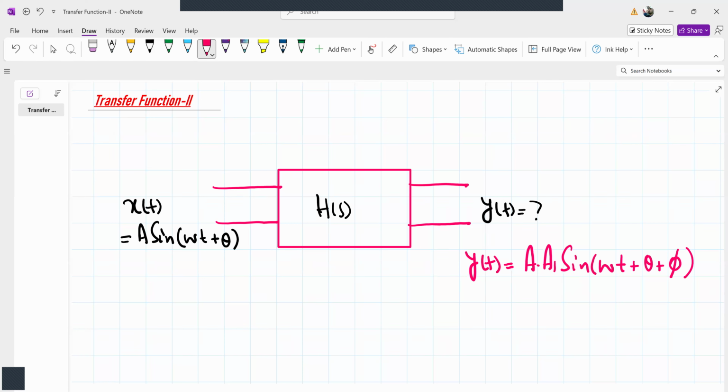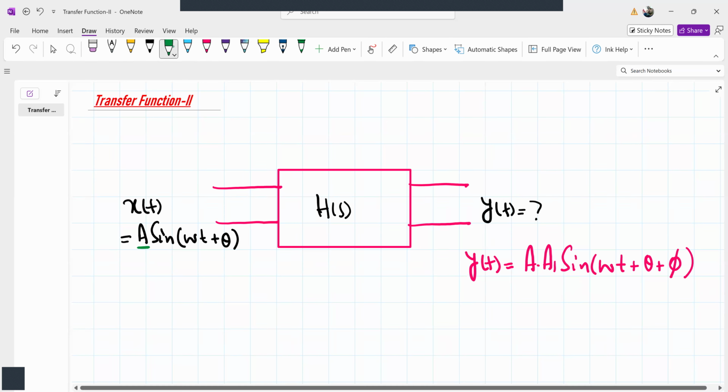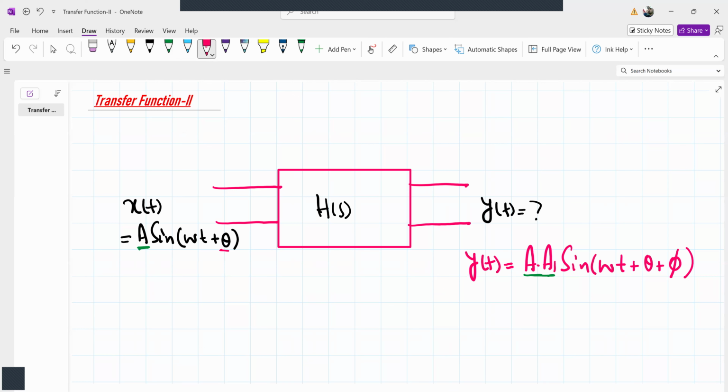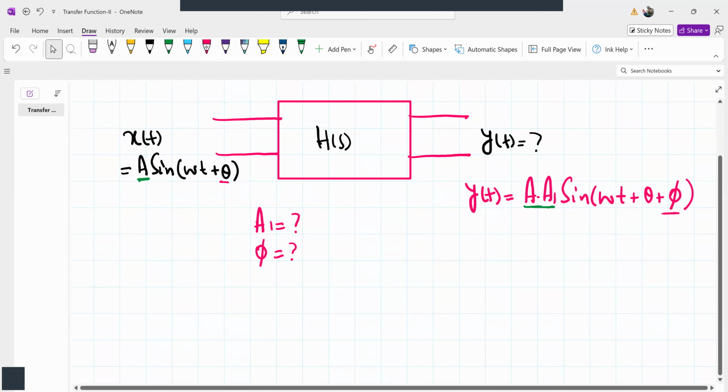So what is different from input to output in this network? Amplitude, instead of A, we have A1. A we already know, our goal is to find A1. Similarly, input phase is theta and output phase is theta plus phi. So the different quantity here is phi. Our goal is to find what A1 is and what phi is. These two quantities we determine from the transfer function.